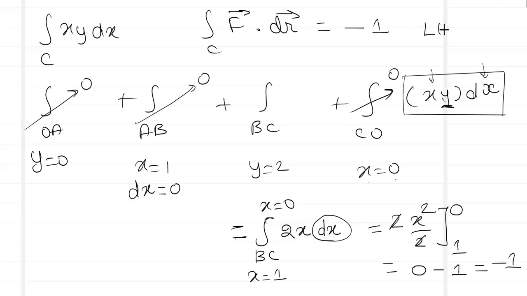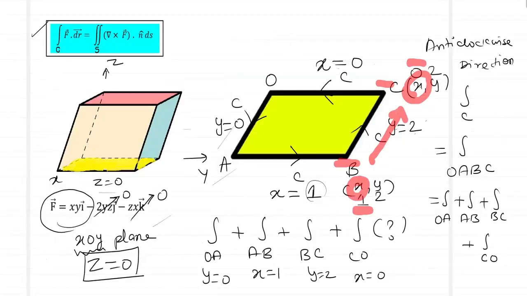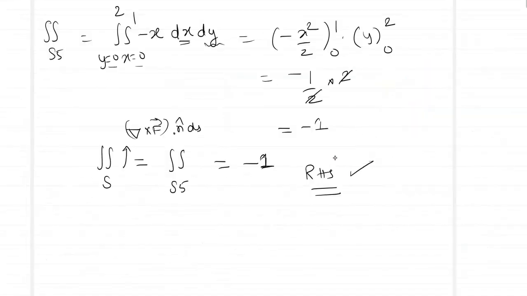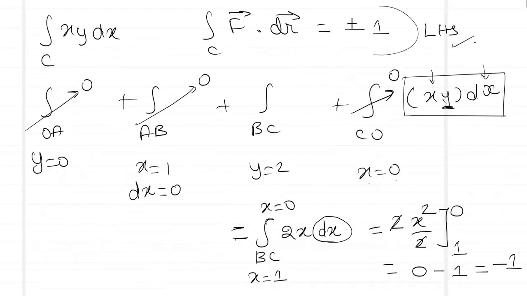So this is my LHS. I am done with my LHS. Now go and check back what we had for RHS. RHS is also equal to minus 1. LHS is also equal to minus 1. So what have we done? We have verified Stokes' theorem.